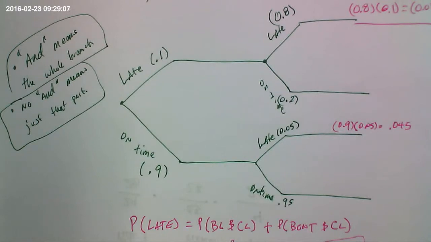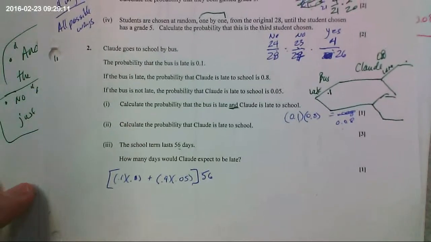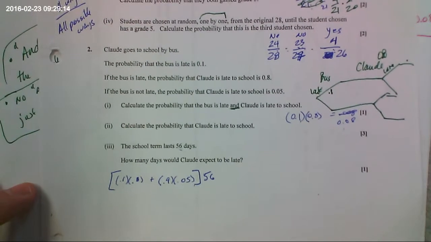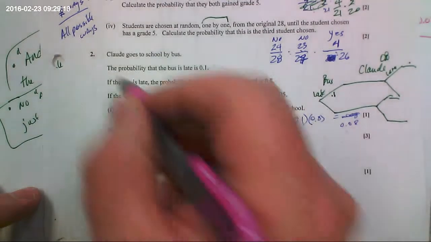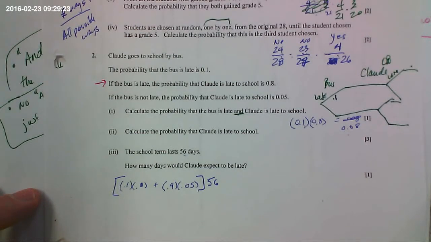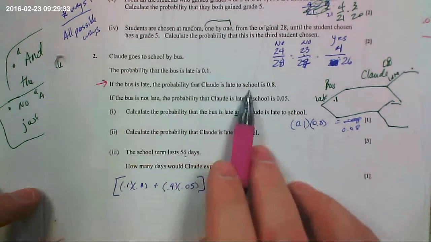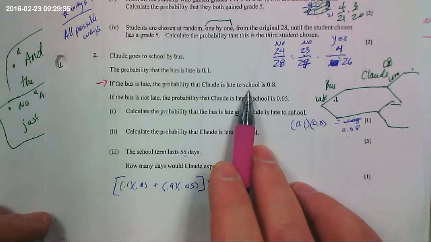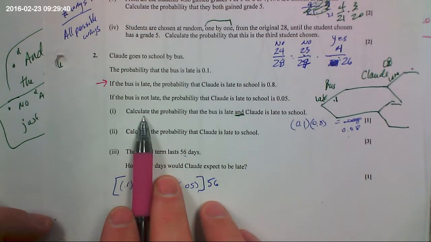Alexis, do you see the whole thing about what I'm talking about with the and, the not the and? The not and is just talking about the piece, the and's talking about the whole thing. If you were confused about that, you see how this says calculate the probability that the bus is late and Claude is late? That is different than this: if the bus is late, the probability Claude is late. They're different. You see what I mean? This one's easier to see that it's talking about the whole branch, and this one's just talking about the piece. Do you understand what I mean, Jesse?